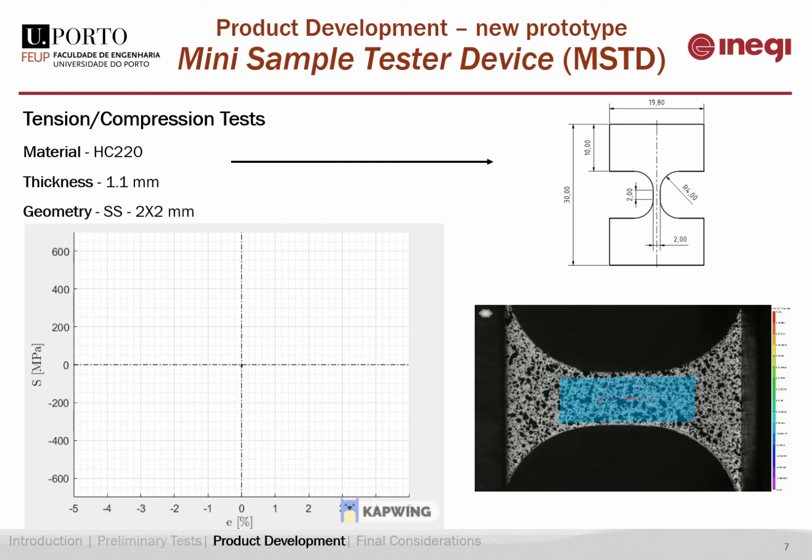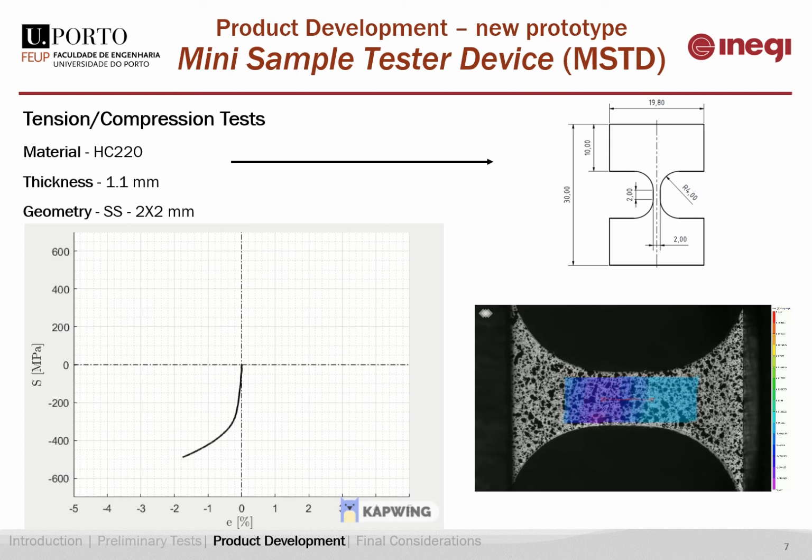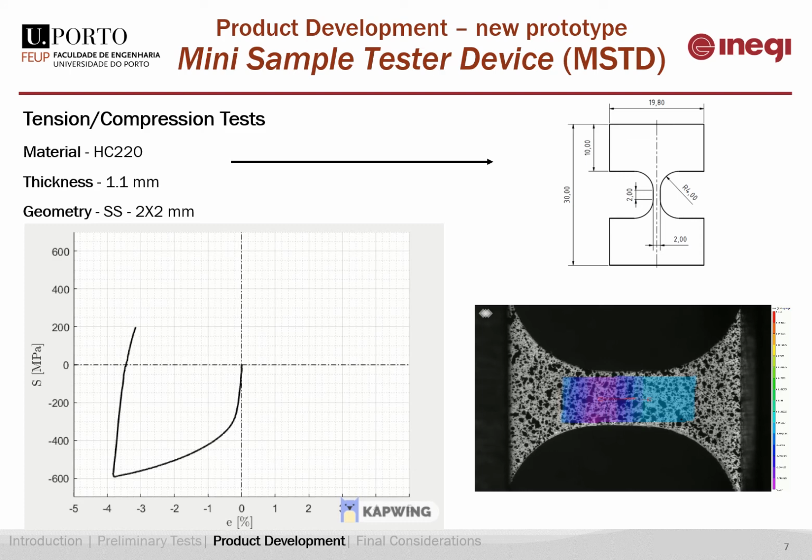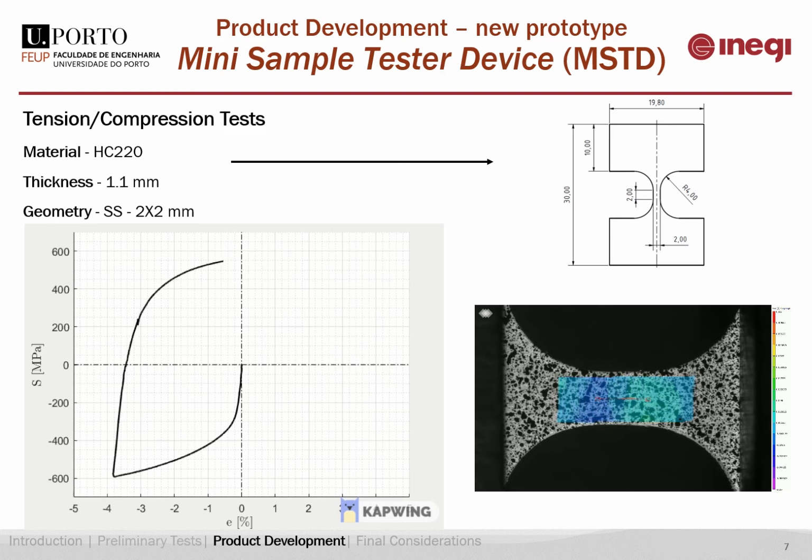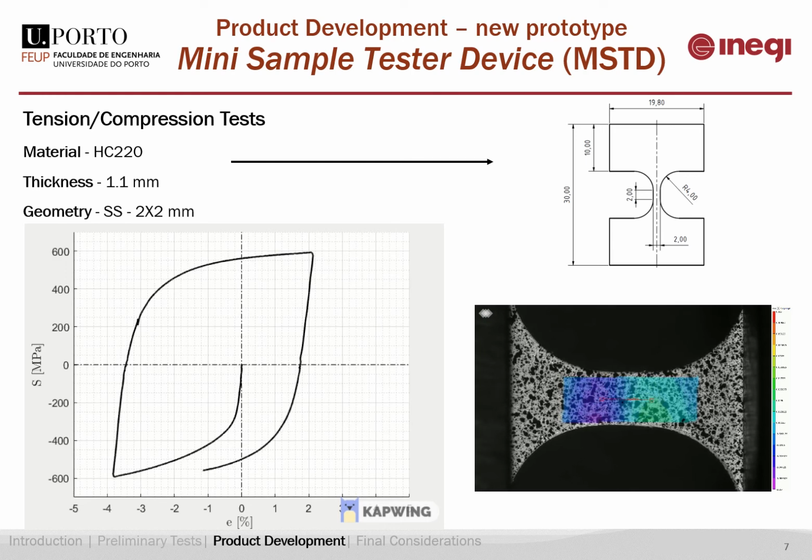From the analysis of the engineering curve represented, the material behavior in the plastic phase is visible for both compression and tension. It is also visible that during the cycles, plastic accumulation occurs and is responsible for the curve gap.